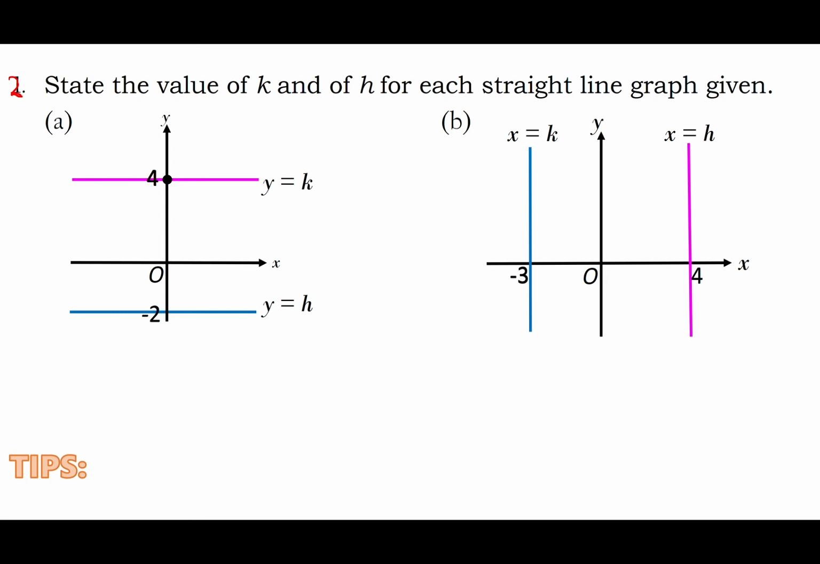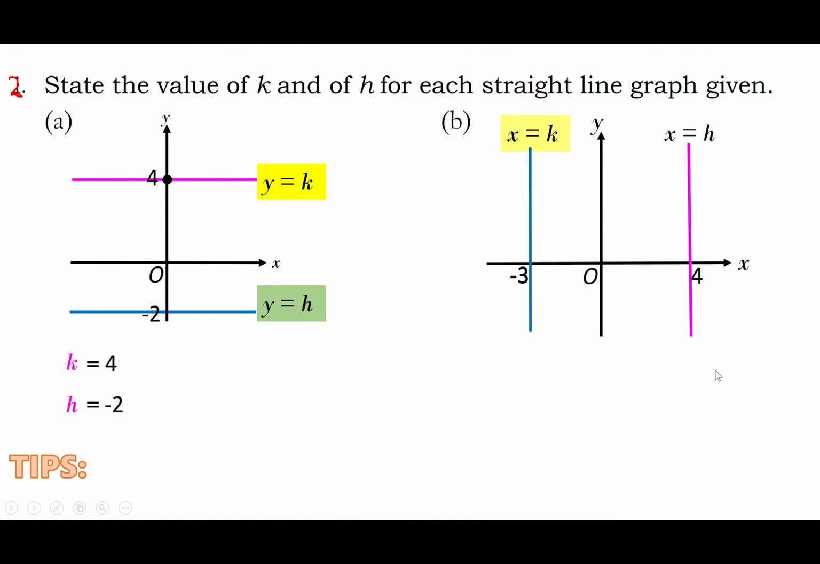State the value of k and of h for each straight line graph. Straight line graph, I think I can't see it. Okay, so we see that we need to find the value of k and h. So this is y equal to k. So the line is the pink color one. So what is the k? K is equal to 4. And then y equal to h. This is the line for y equal to h. So what is the value for the h? So h is equal to negative 2.